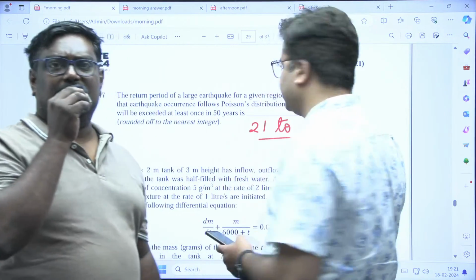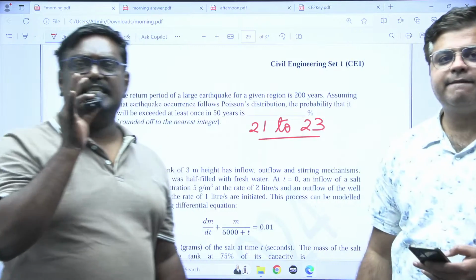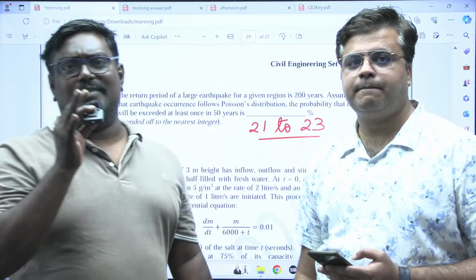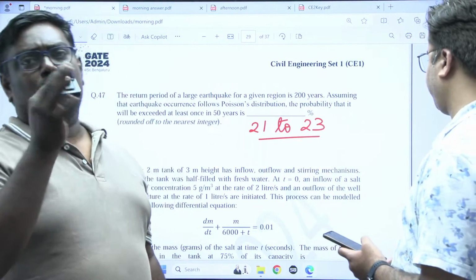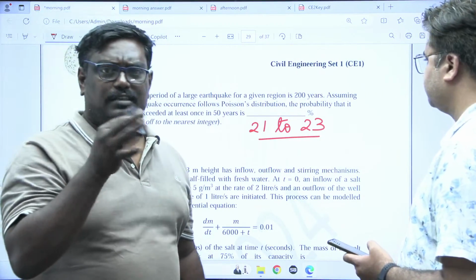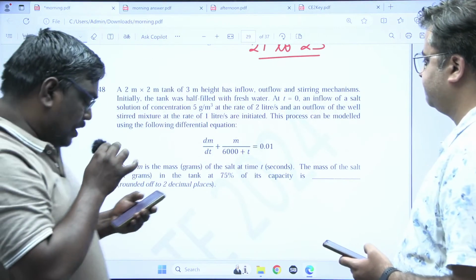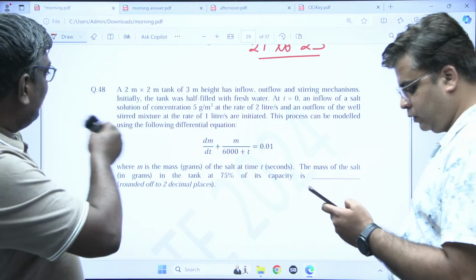See, students, the range written here is important. 21 to 23. Here you have to find the return period that is given. Probability of success is 1/T, 1 minus q power n, hydrologic risk. Then you will get a value of 22 percentile. You can write 21 to 23. Any answer is correct.